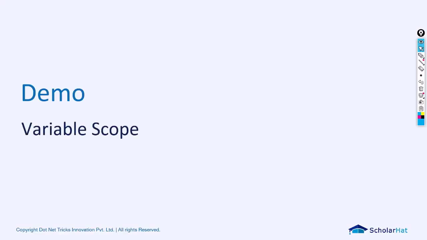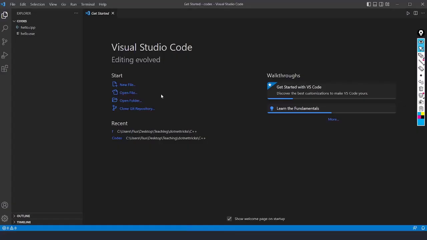Now we will see the demo of the variable scope. From here, we'll jump to the VS Code. After coming to the VS Code, we already created the codes folder. We printed the hello world. Now here what I'll do, I'll add another program.